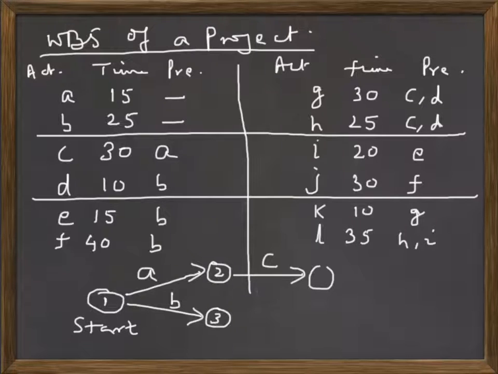So we get the idea that from here we should have 3 arrows, and we can represent D, E and F by these arrows. This way, if we continue, we will be able to draw the network diagram covering all the activities and maintaining their interrelationship.